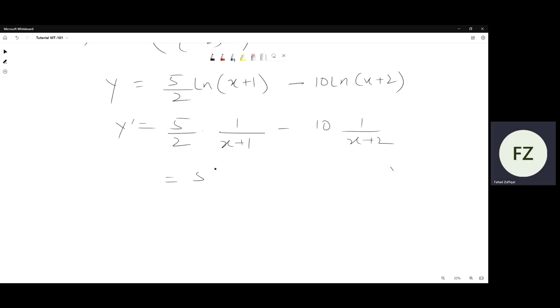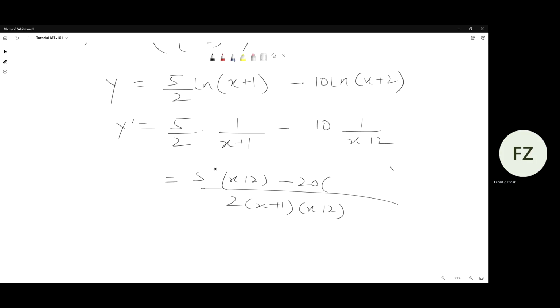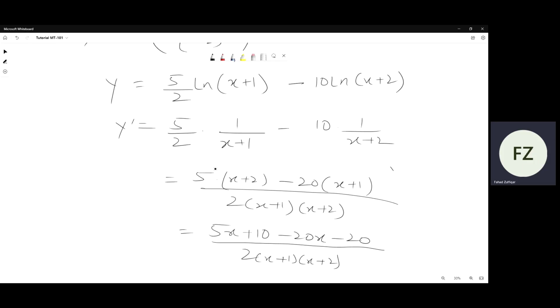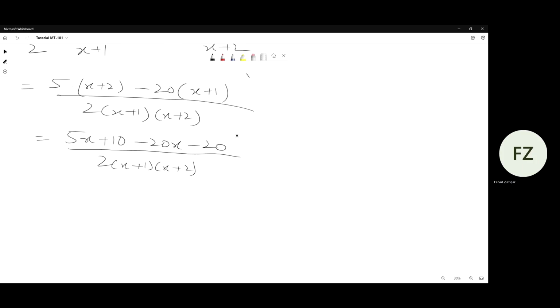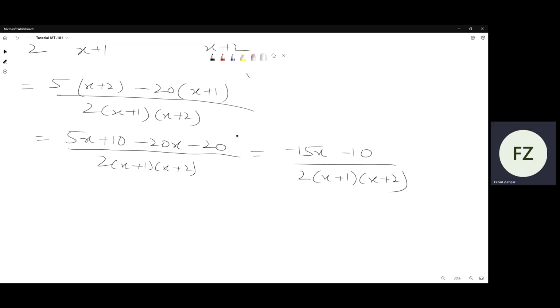So this will become 5 by 2 into x plus 1, minus 10 by x plus 2, which written over a common denominator is 5 into x plus 2, minus, since the 2 multiplies with 10, 20 into x plus 1, all divided by 2 into x plus 1 into x plus 2. So the final answer is 5x plus 10 minus 20x minus 20 whole divided by 2 into x plus 1 into x plus 2, and this becomes minus 15x minus 10 over 2 into x plus 1 into x plus 2. So that would be your final answer. Thank you very much.